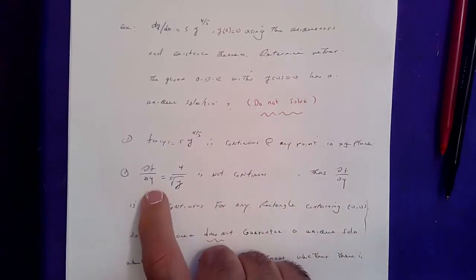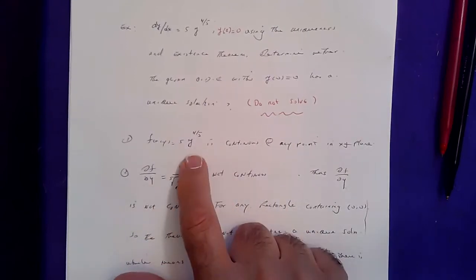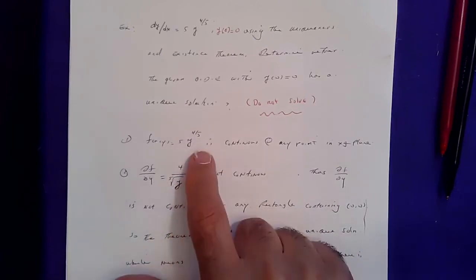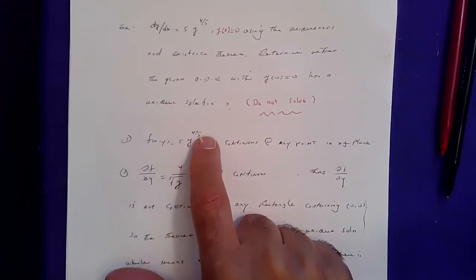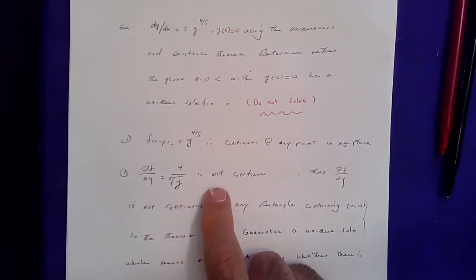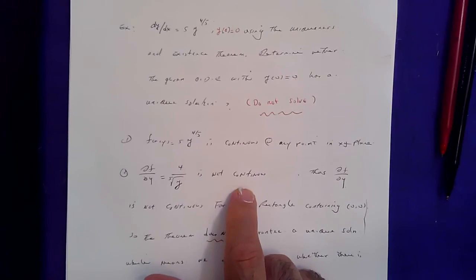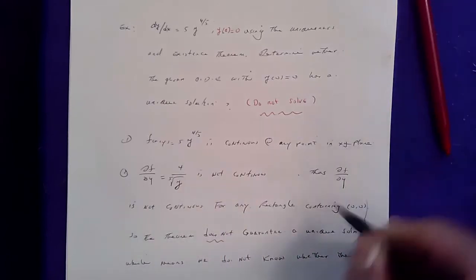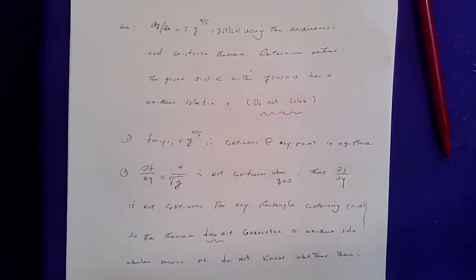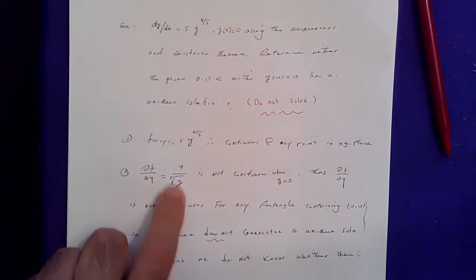However, the minute you take the partial derivative of this, there is no x, so you just take the derivative of 5y to the power of 4/5. This is not continuous when y is equal to 0. Can you see it? When y is equal to 0, this fraction blows up, becomes undefined.